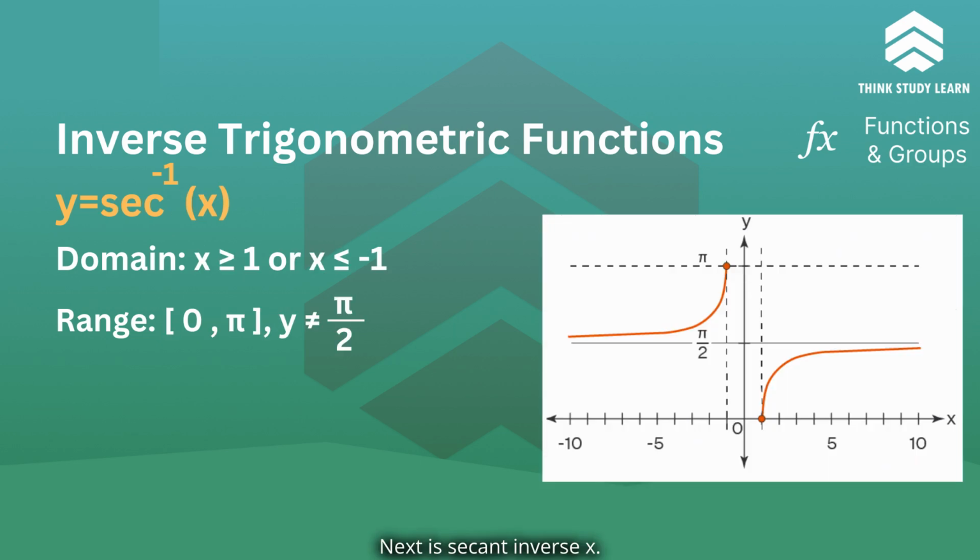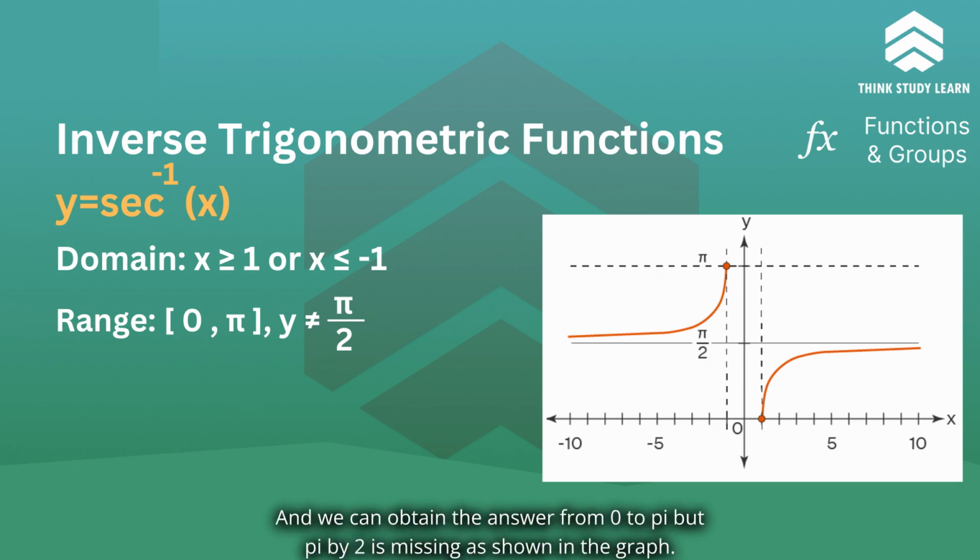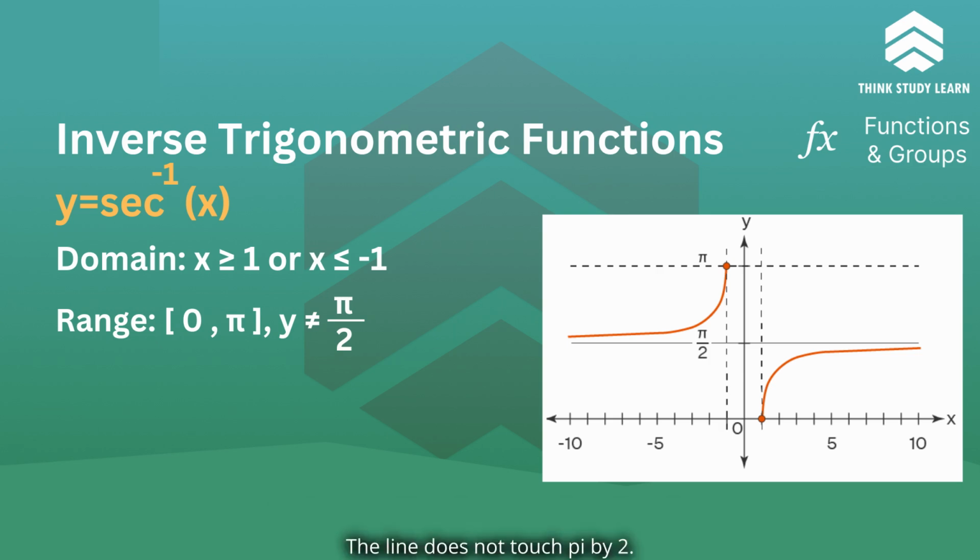Next is secant inverse x. Its domain is x greater than or equal to 1 or x less than or equal to minus 1. This means we can put in all values of x except those between minus 1 and 1, and the value can be 1 or minus 1, and we can obtain the answer from 0 to pi, but pi by 2 is missing as shown in the graph. The line does not touch pi by 2.